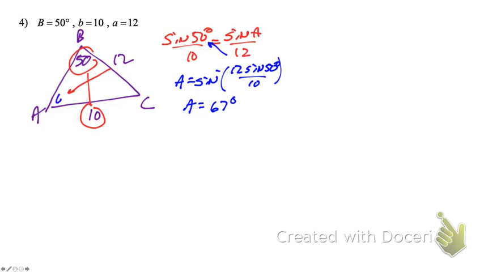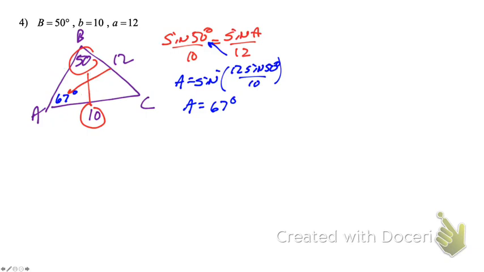Now remember from geometry, your large angle always has to be opposite of your large side. So as you start to fill in parts, notice that 67 is bigger than 50. So as I put this in there, that means 12 had better be bigger than 10, and it is. So I check that as I go, okay? Don't just wait till the end.